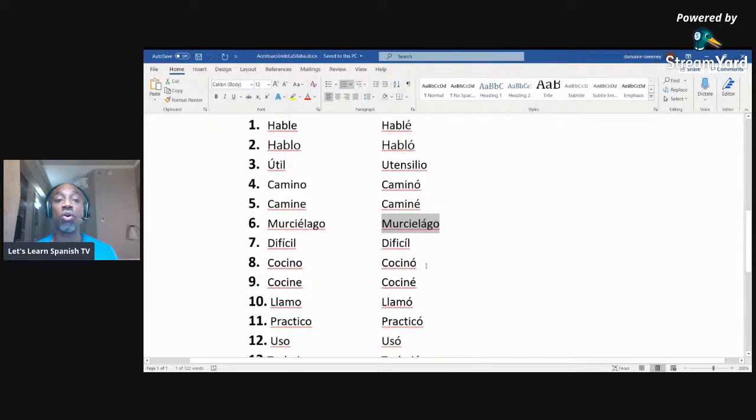Cocino, cocinó. Yo cocino mi cena. Ella cocinó la cena anoche. Yo cocino mi cena. Okay? And here's another one. Cocine, cociné.